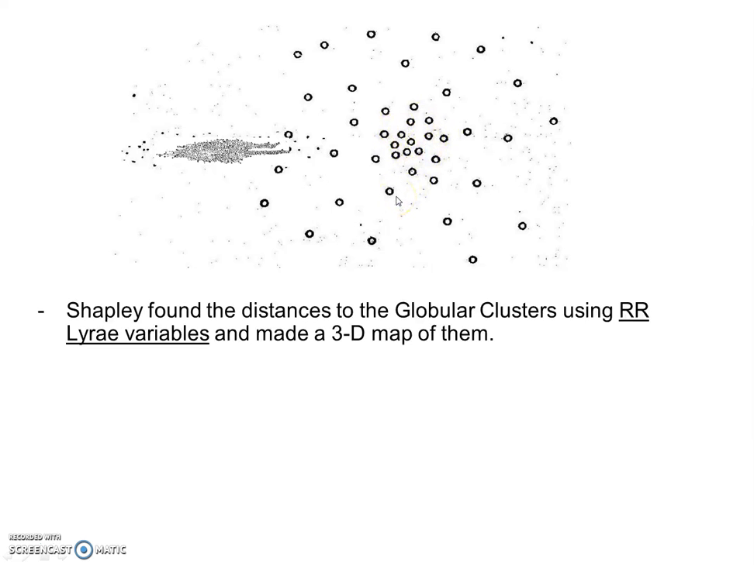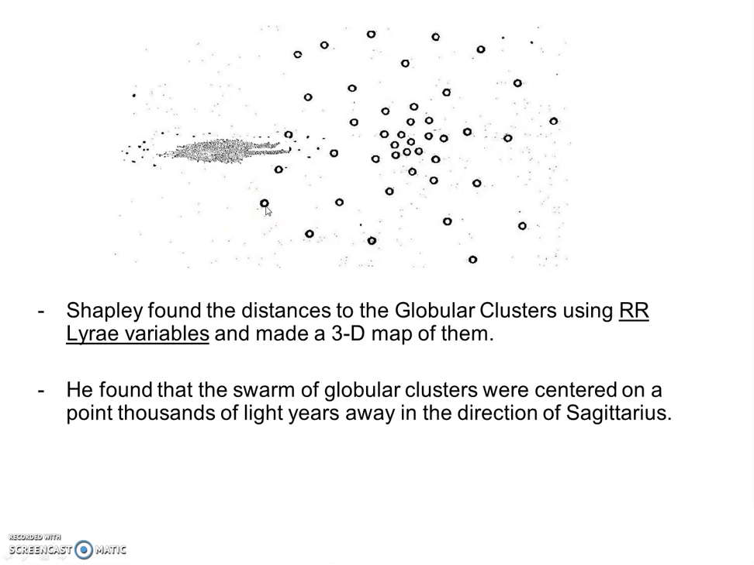And Shapley said, you know, that can't be just some random place in space. There must be some sort of center of mass, some sort of attractor, some sort of balancing point about which all these globular clusters are orbiting. Okay. So he found the distances to these globular clusters using the RR Lyra variables and made a three-dimensional map of them. And he found that the swarm of clusters were centered on a point thousands of light years away, in fact tens of thousands of light years away, in the general direction of the constellation of Sagittarius.